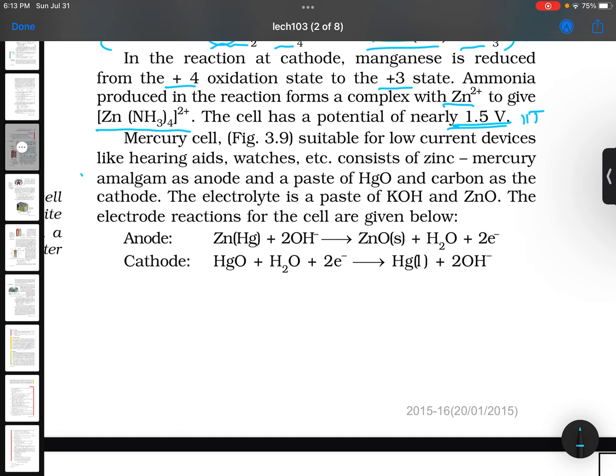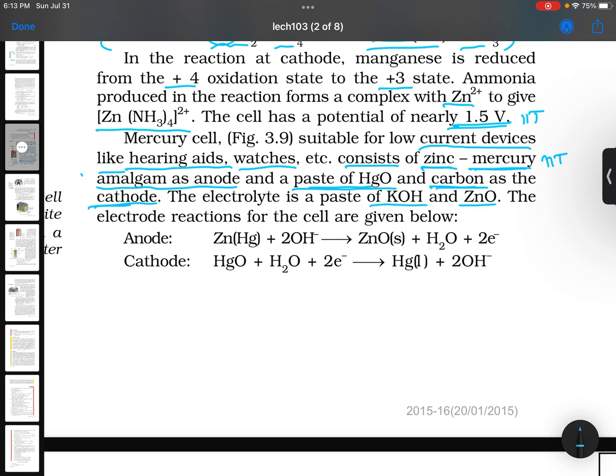So, the mercury cell, suitable for low current devices like hearing aids and watches, consists of zinc-mercury amalgam as the anode and a paste of HgO and carbon as the cathode. See, zinc-mercury amalgam as anode. This is your question, IIT. And a paste of HgO and carbon as the cathode. Again, question. The electrolyte is a paste of KOH and ZnO.